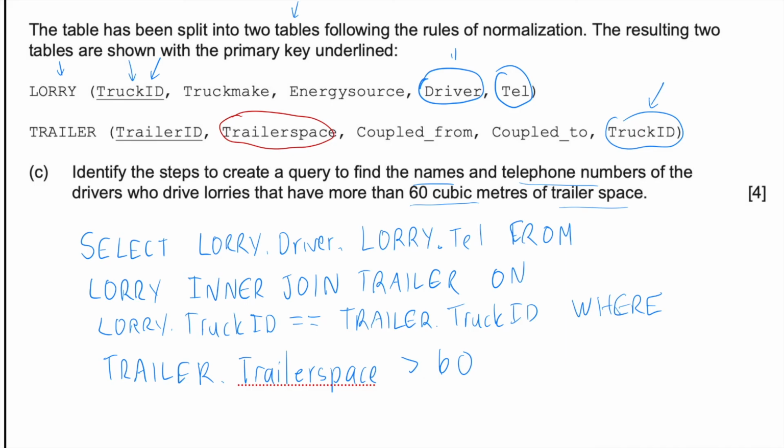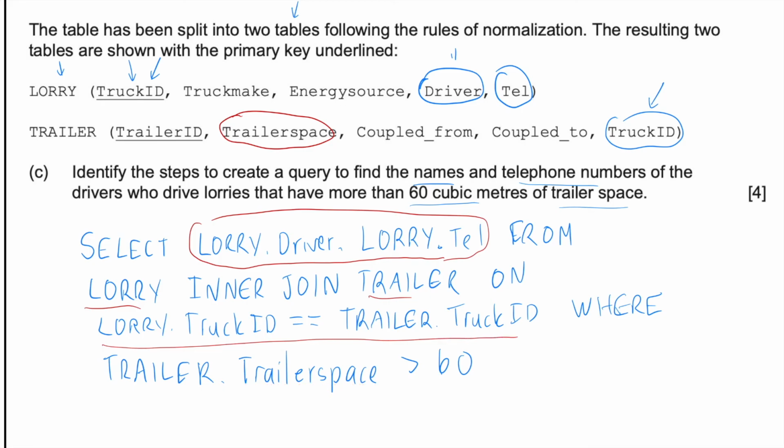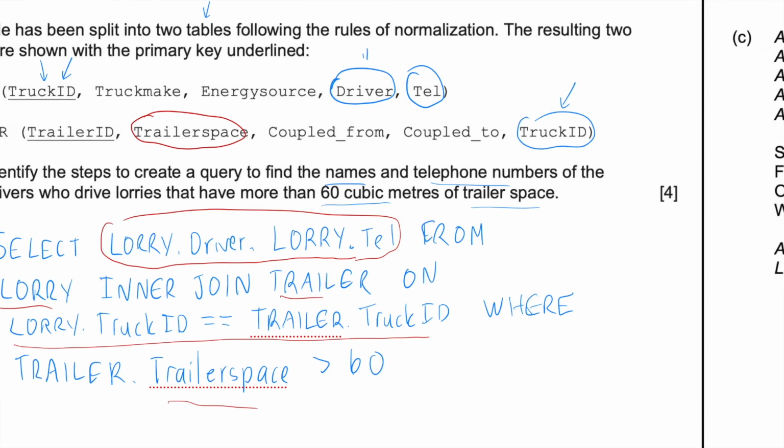So right here, we specified what information we wanted. We did an inner join between the two tables, and we showed that they share a piece of information right here. So we showed how they're related: the truck ID from lorry is equal to the truck ID from trailer. And once we got all of the common records based on the fact they share truck ID, then we narrowed it down even further by saying that we only want to display those records for which trailer space is greater than 60. That's an example of a join right there. So let's look at another example.